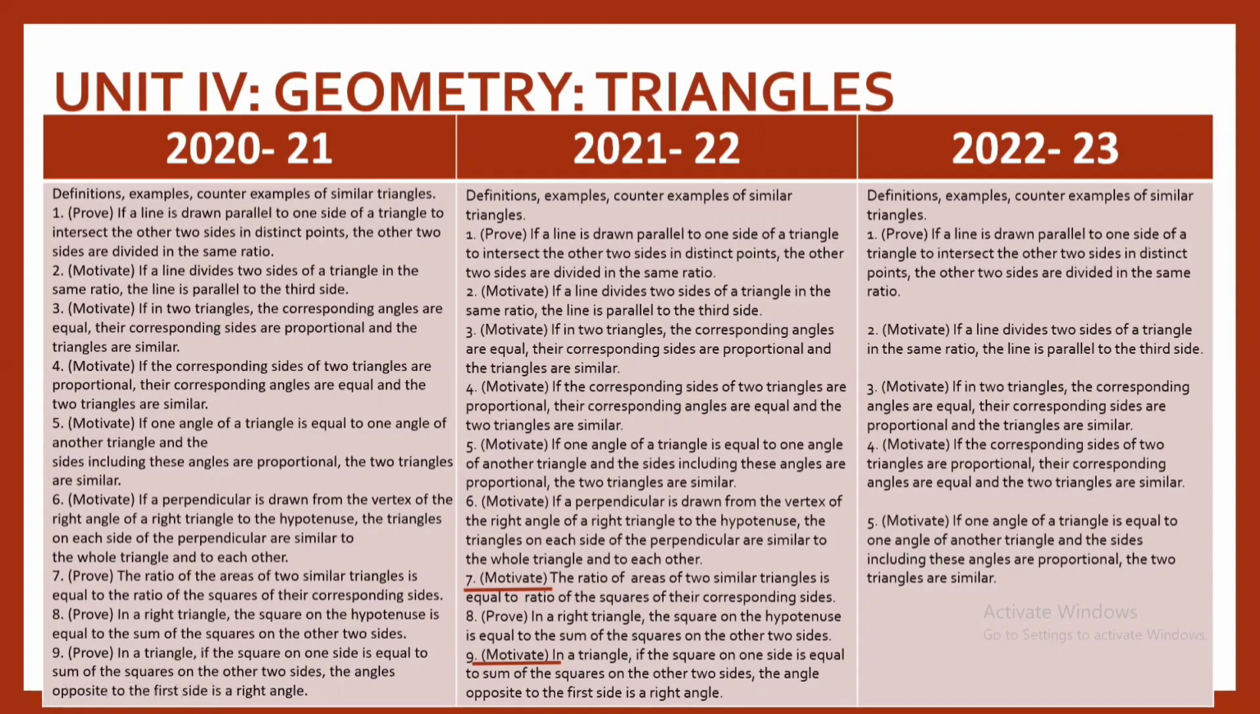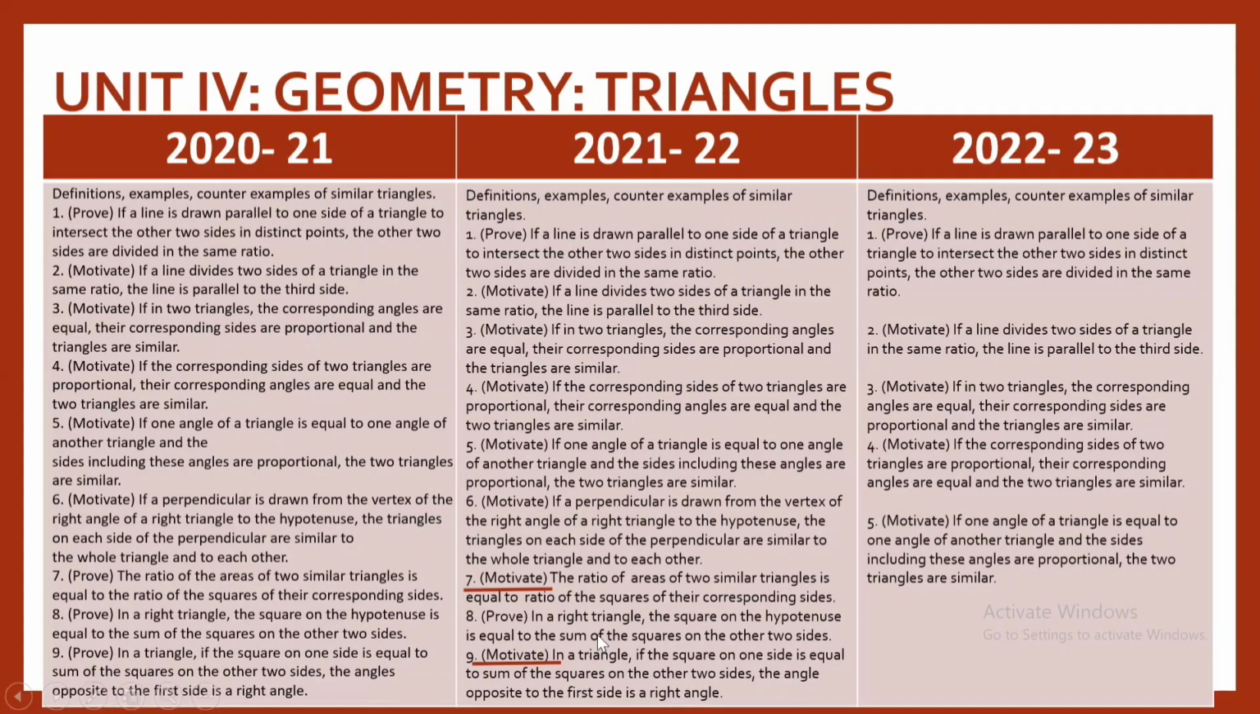In 22-23, a huge cut, complete 6th, 7th, 8th, 9th, all these points are deleted. That means you don't need to do the theorem if a perpendicular is drawn from the vertex of a right angle triangle to the hypotenuse. The triangles on each side of the perpendicular are similar to the whole triangle and to each other. This is deleted. Again, ratio of the areas of two similar triangles is equal to the ratio of the squares of the corresponding sides. This theorem is also deleted. The Pythagoras theorem and its converse, they're also deleted. So not even the proof nor the questions related to them.